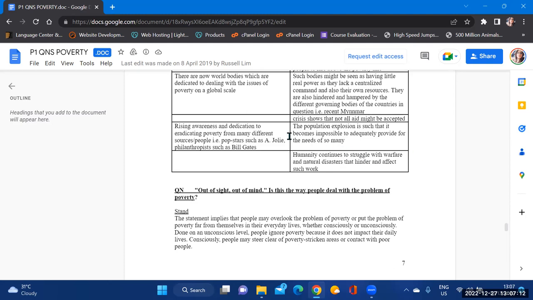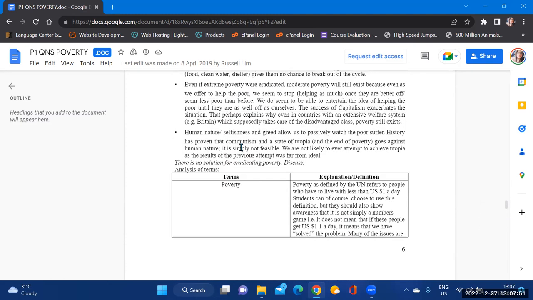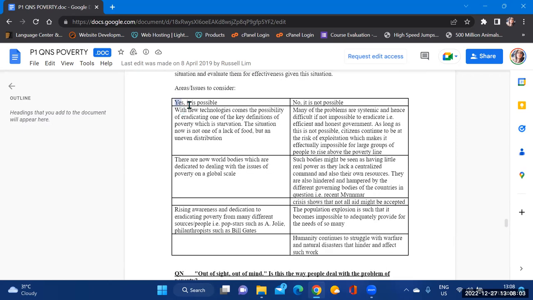And last but not least, the population explosion in many countries, especially in the developing countries, makes it impossible to adequately provide for the needs of so many of its citizens. And finally, humanity continues to struggle with warfare and natural calamities that hinder and obstruct such volunteer or humanitarian work that helps to alleviate nations from poverty and helps them out of the poverty cycle. So yes, those are the arguments for and against the topic of there's no solution to eradicating poverty. We talked about yes, it is possible to eradicate poverty, versus no, it is not possible to eradicate poverty.